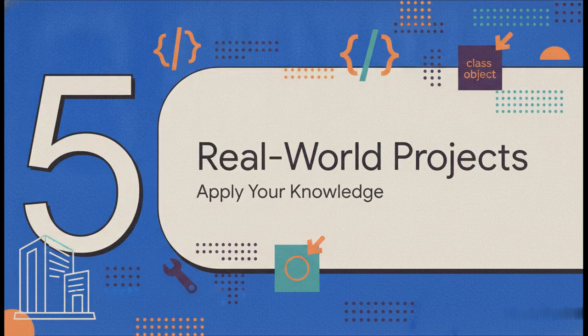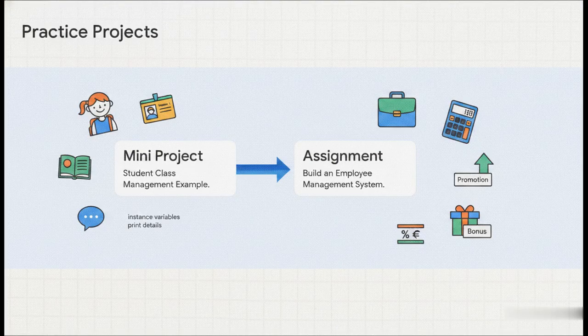We are in the home stretch. Section 5, Real-World OOP Projects. To really cement all this knowledge, I've got a logical progression for you to practice. Step 1 is a mini project. Try writing a student class management system. Give the students some instance variables like name and age, and maybe a method to print their details.